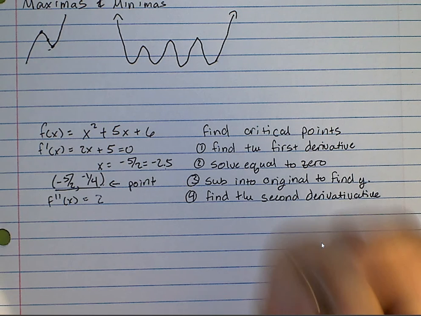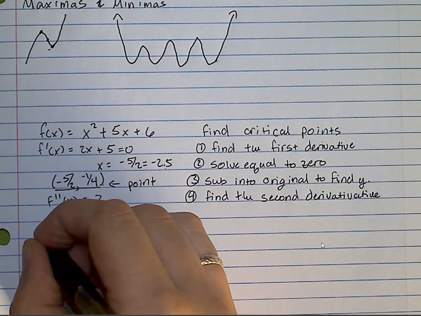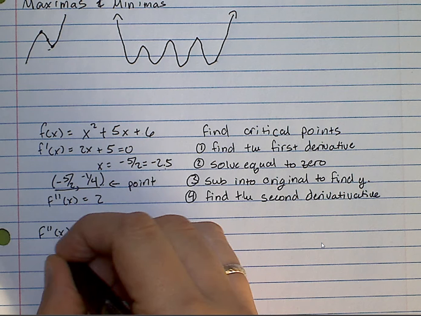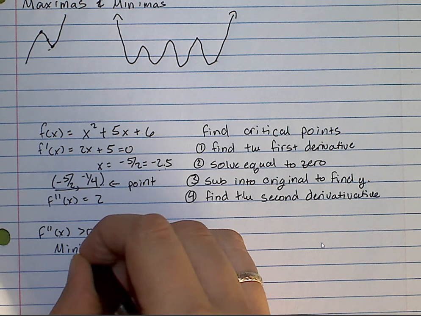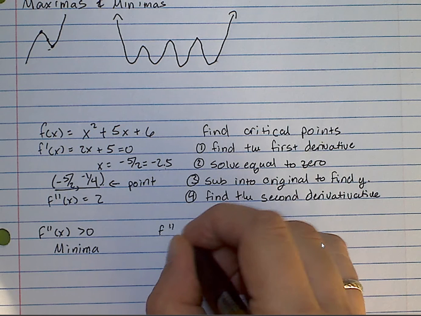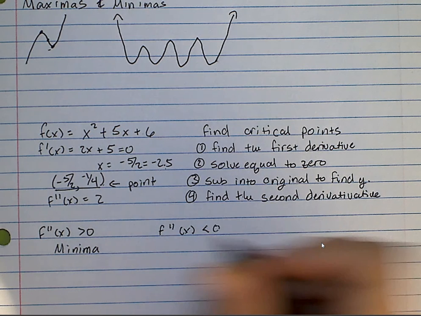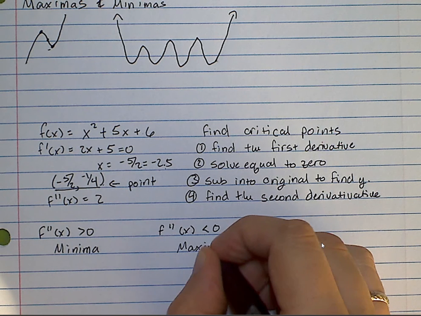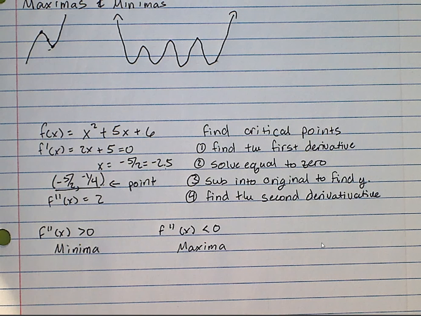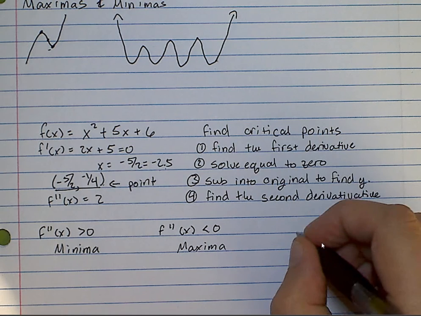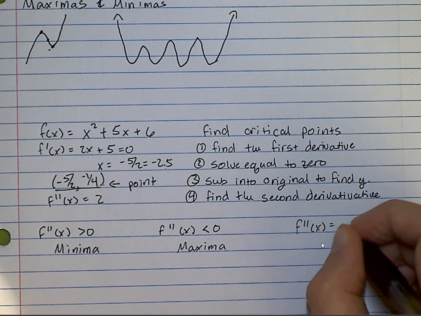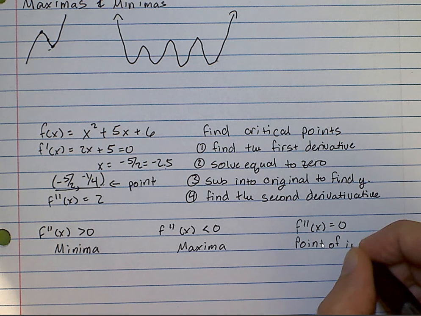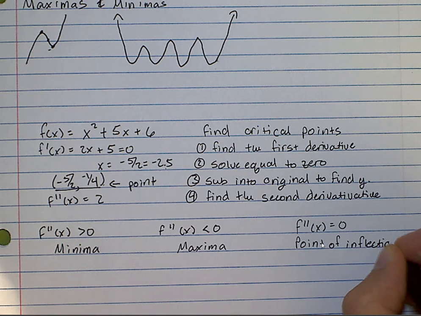All right, now there's 3 possible cases here. If f double prime of x is greater than 0, it's a minima. If f double prime of x is less than 0, meaning if you get a negative thing back out, then it's a maxima. And what's the third possible case? Right. If f double prime of x is equal to 0, it's a point of inflection. There you go.